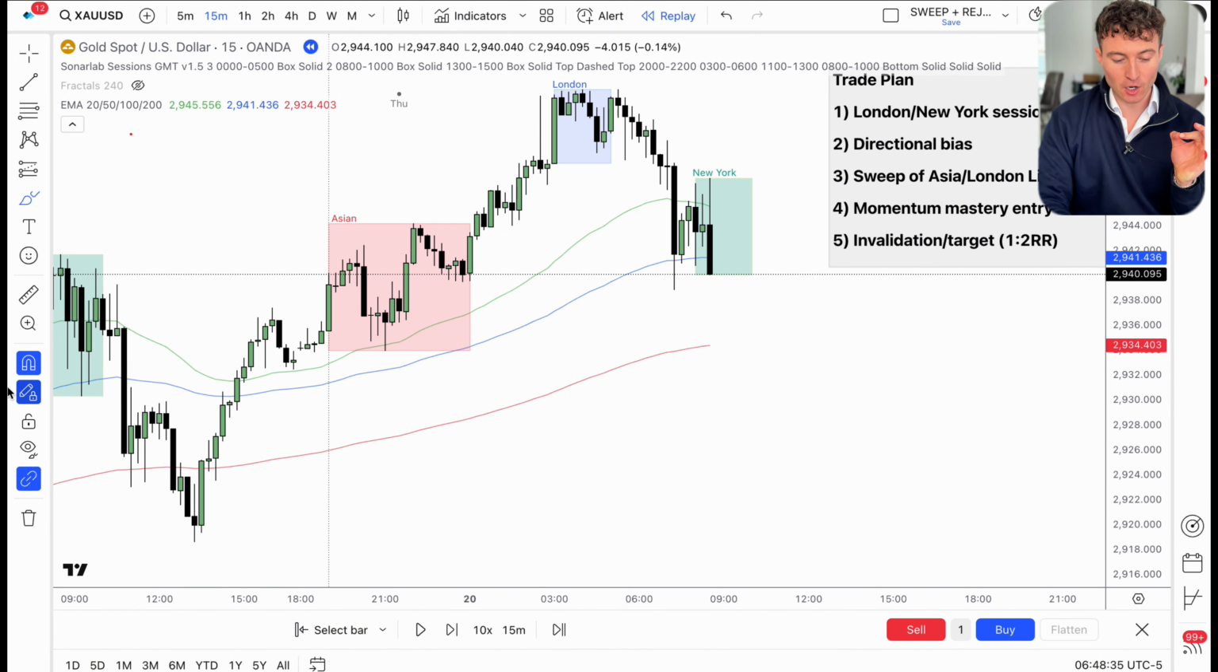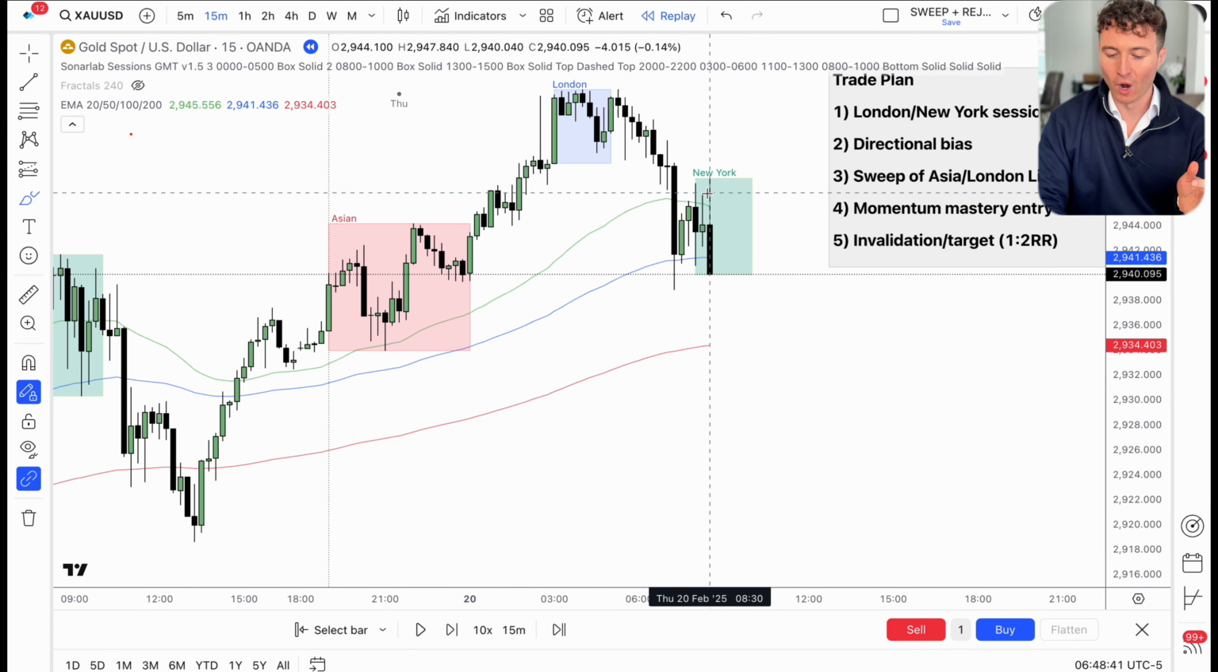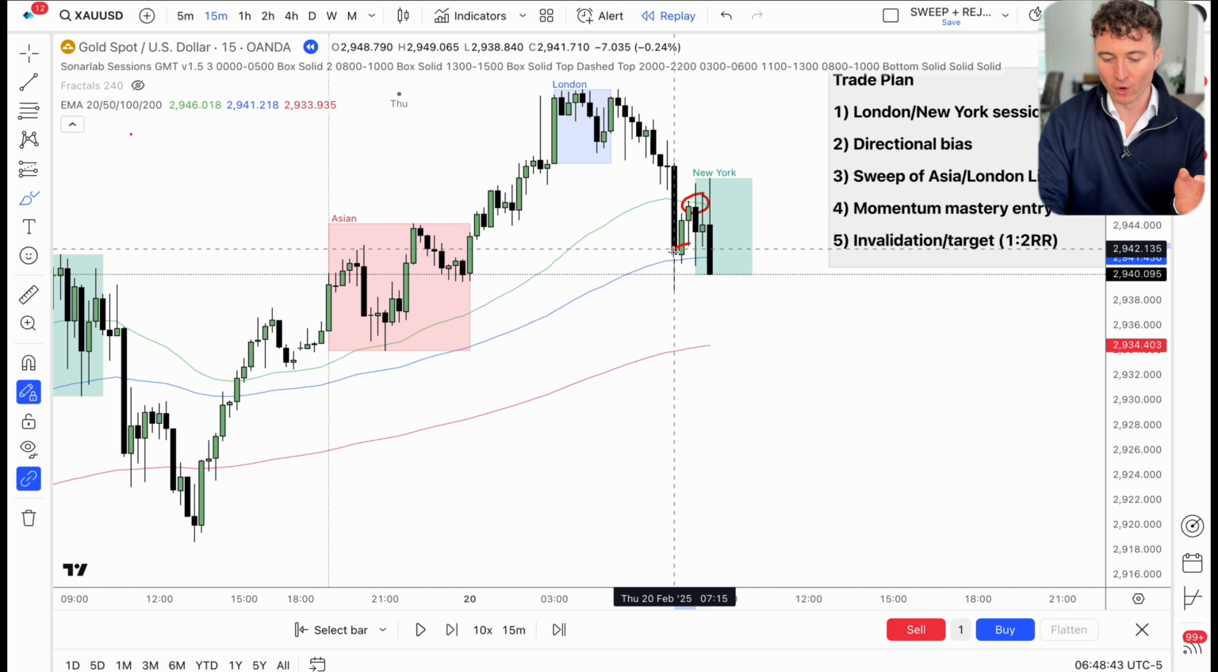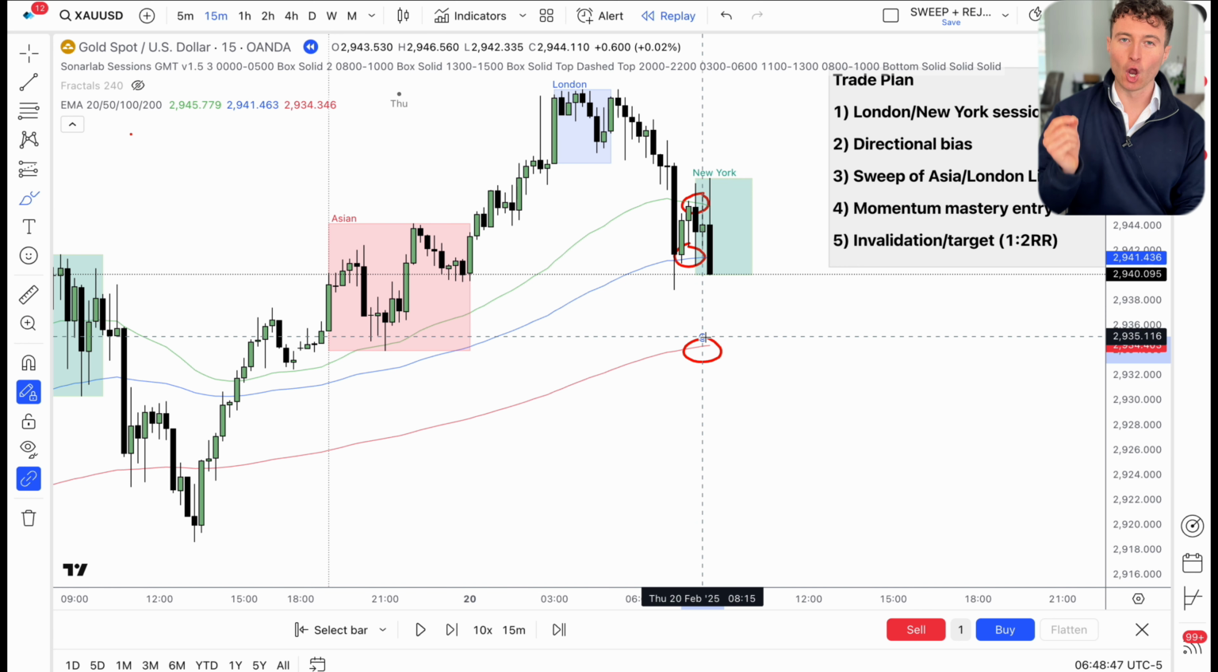Okay, great. So our directional bias on this market is looking for longs. The reason why is because the 50 EMA is greater than the 100, which is greater than the 200. This indicates a long directional bias. Therefore, you're going to make a lot more money going with the trend than trying to trade counter trend.